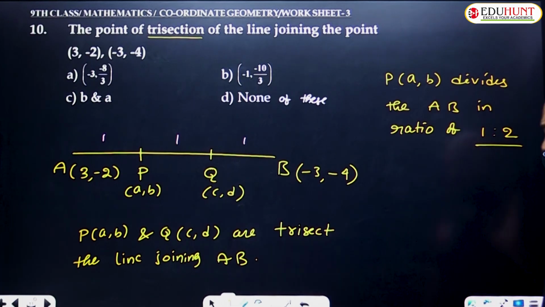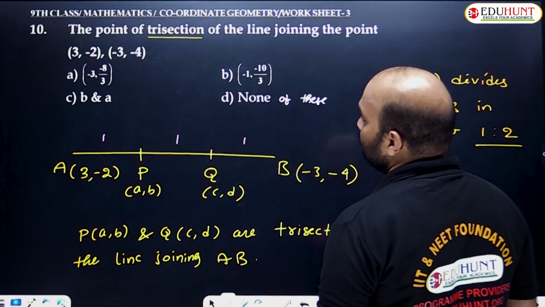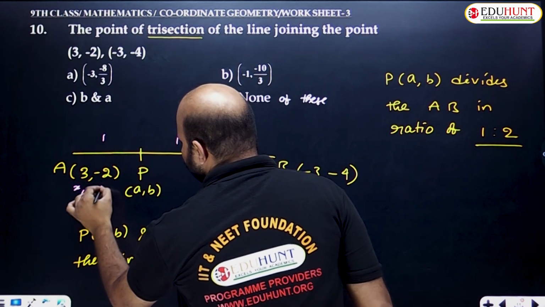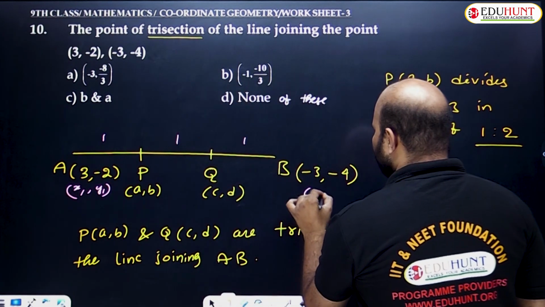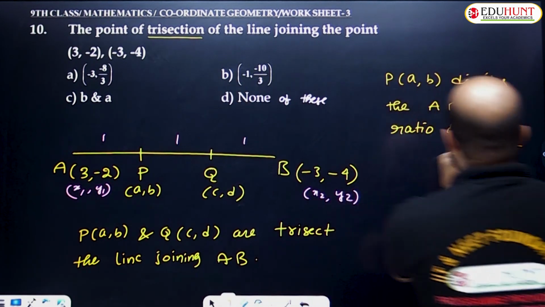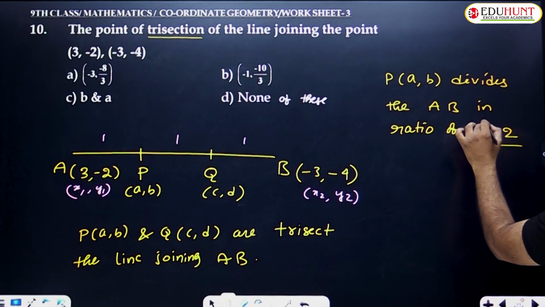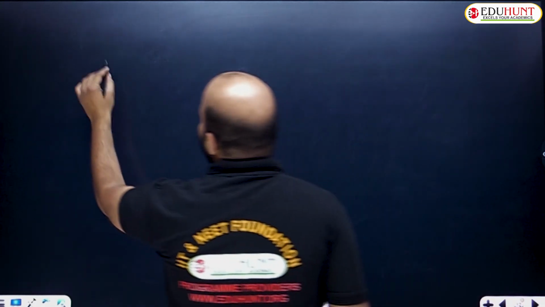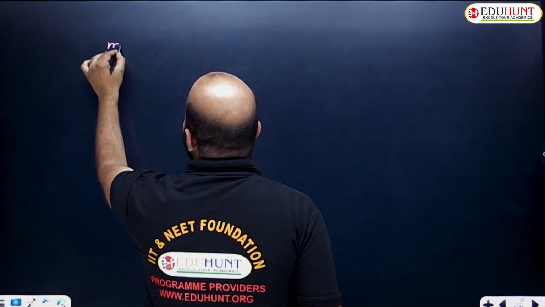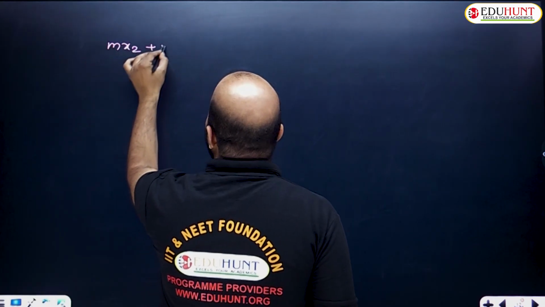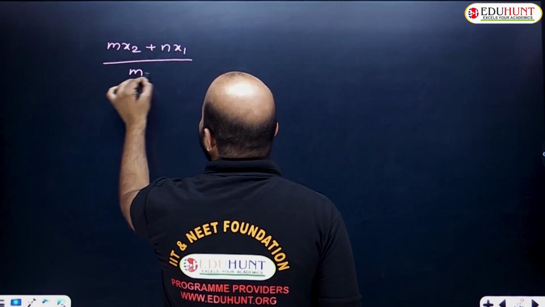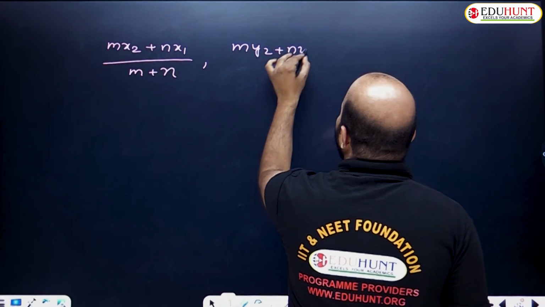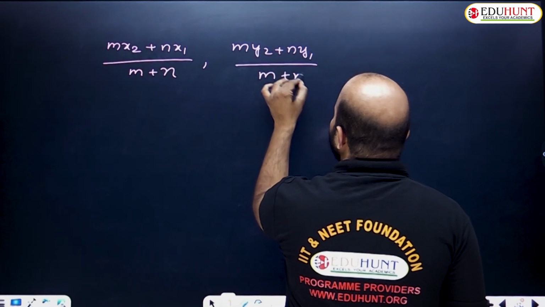So clearly we need to understand, what is the section formula? A coordinates are x1, y1. B coordinates I am taking as x2, y2. P divides the AB in the ratio of 1:2, which is the m:n ratio. So by using the section formula: (mx2 plus nx1) by (m plus n), comma (my2 plus ny1) by (m plus n). This is the section formula.